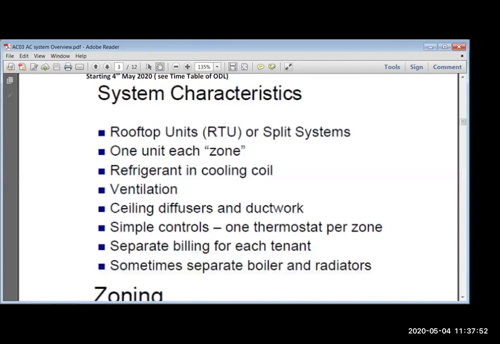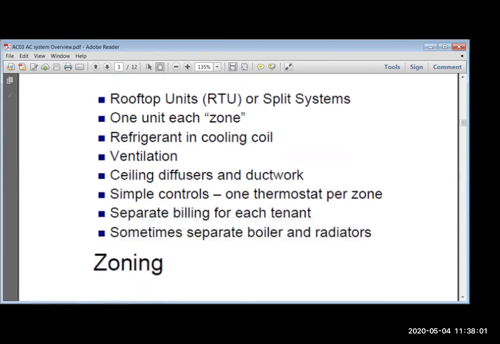So, refrigerant and cooling coil. Now you have to take care of refrigerant flow in each cooling coil if it is a distributed refrigerant system.